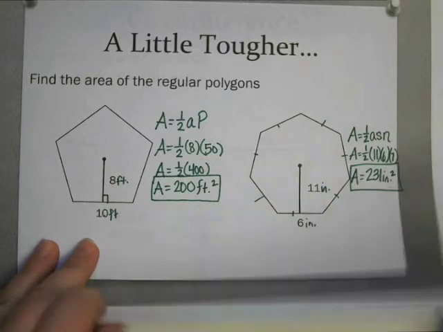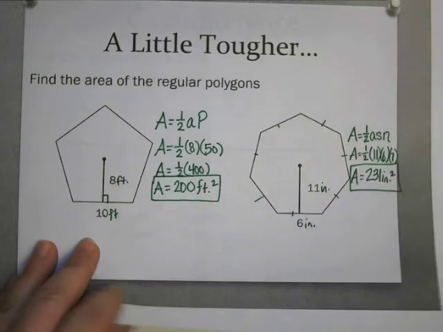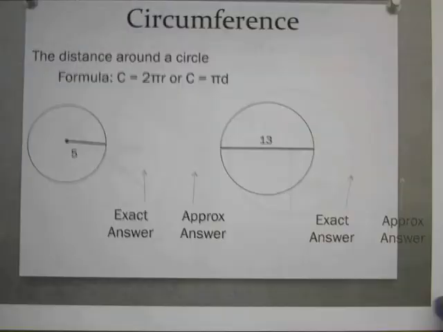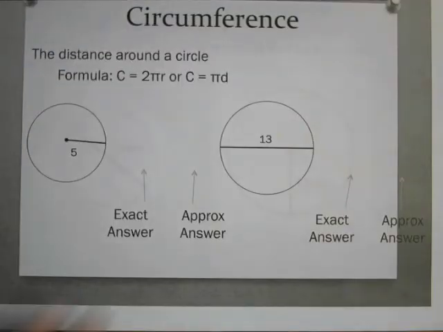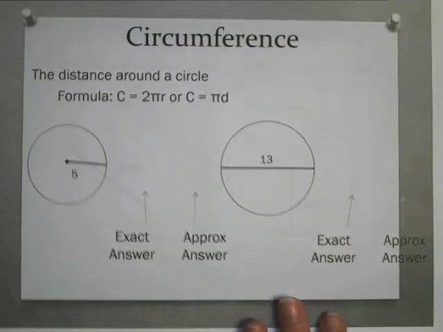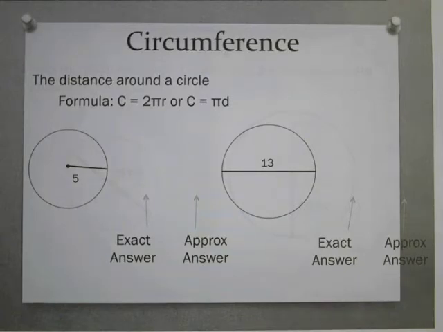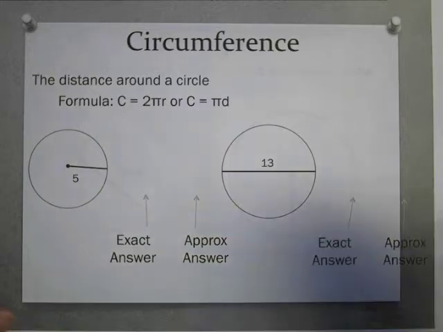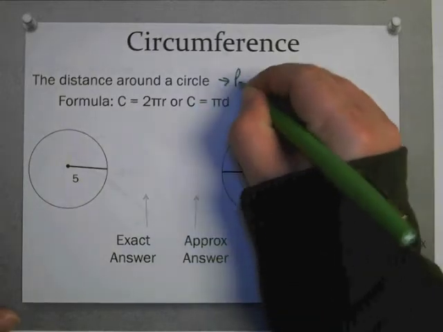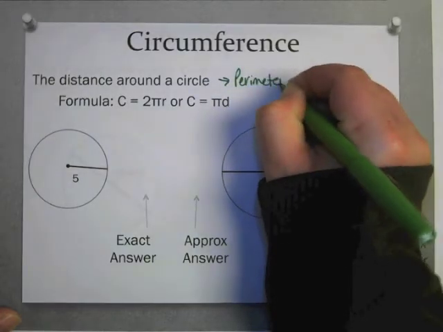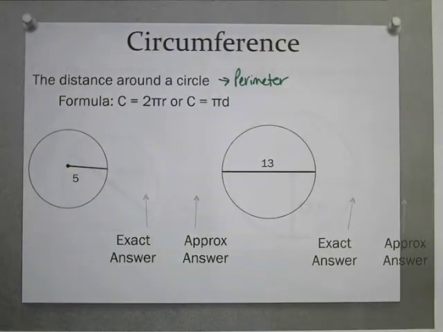All right, that's our regular polygons. Now let's change gears a little bit and go to circles. You guys probably have dealt with circles before. We're going to start off with circumference because a lot of times people get circumference and area mixed up, just like they get perimeter and area mixed up. Remember that circumference is the distance around the circle, or the perimeter of the circle.